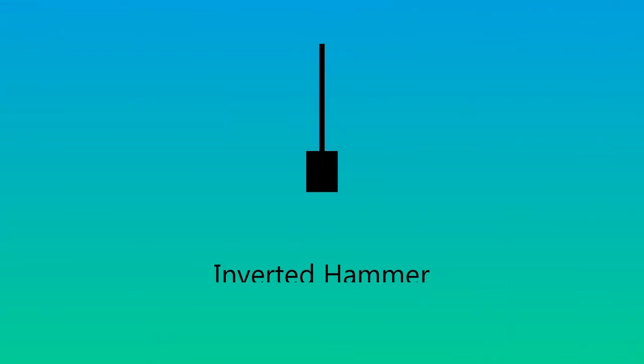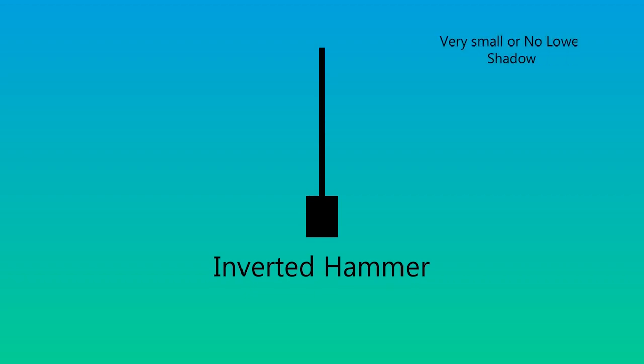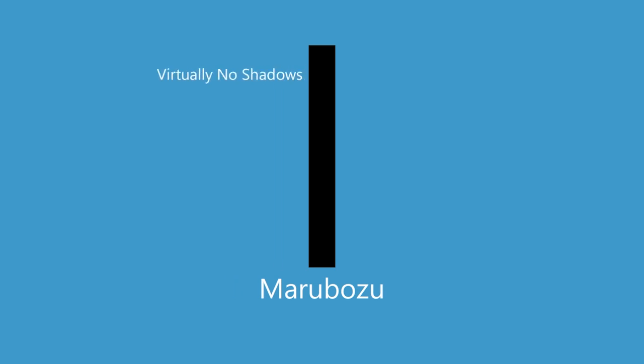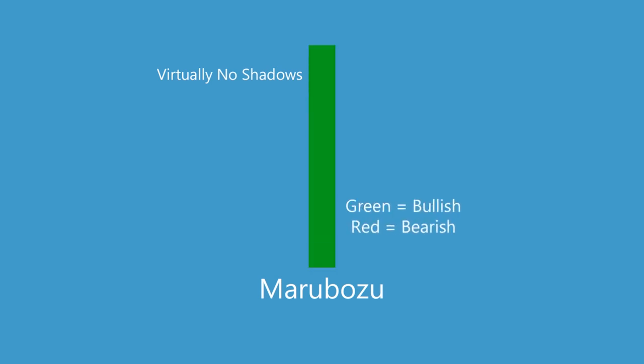The third one is the inverted hammer. As you can see in the picture, an inverted hammer has little or no lower shadow. The upper shadow is at least twice the size of the real body. Now the next candle is Marubozu. Marubozu is a large candle with virtually non-existent shadows. So it can be a red candle or a completely green candle. A green candle is very bullish; a red candle, all things considered equal, is very bearish.